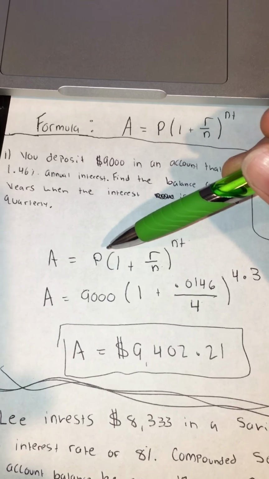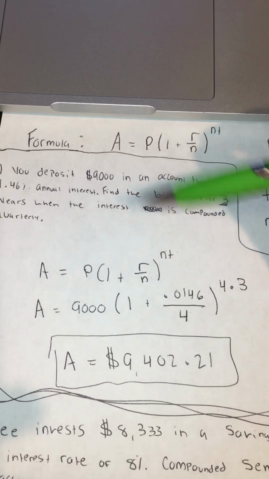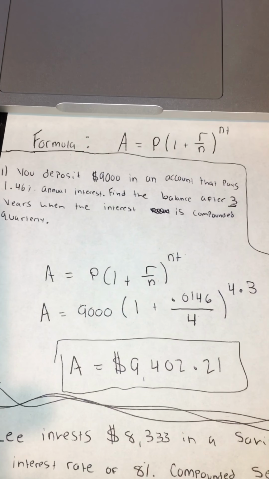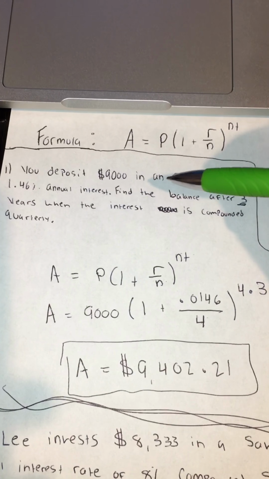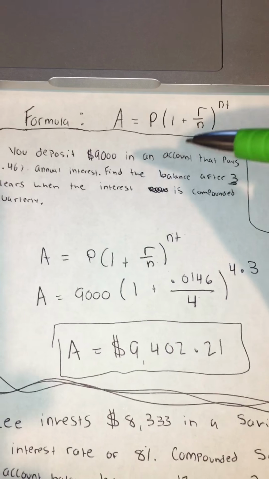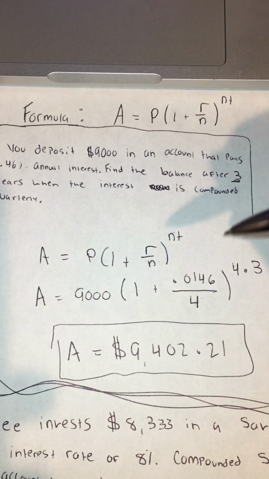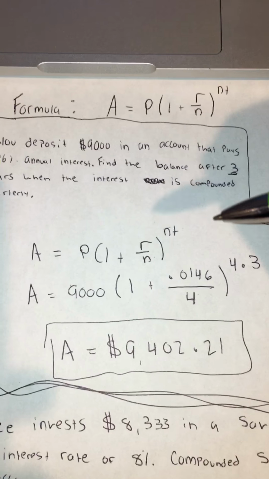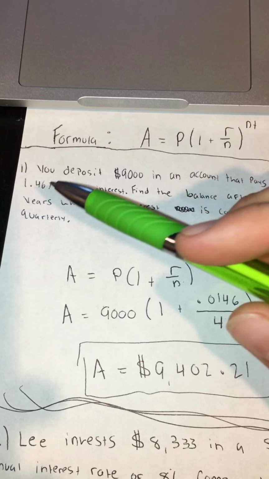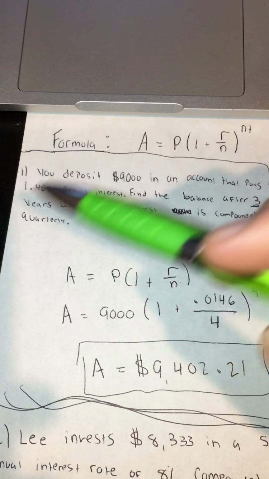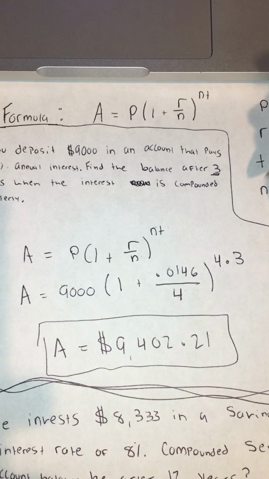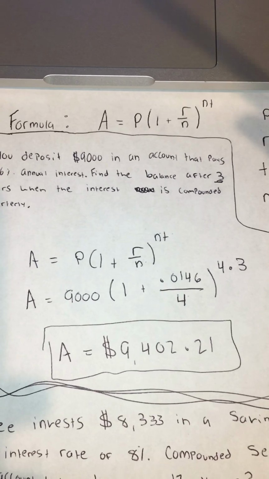So, we're looking for P, which is the initial amount, as we see over there in the key. So you deposit $9,000 in an account that pays that, and so on. So we know that $9,000 is our initial amount. Put that there. Open the parentheses. 1 is a constant and will always be 1 in this location. So now you're going to be adding the rate, which is 1.46, but that's not it in decimal form. You're going to need to move the decimal 2 places to the left to end up with 0.0146 as your interest rate.